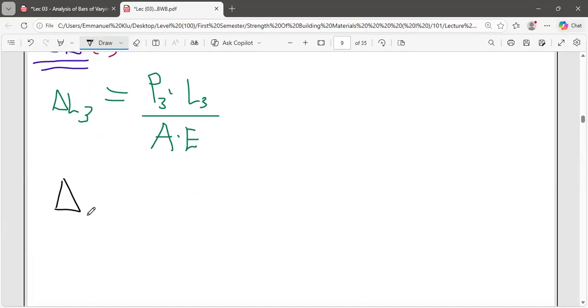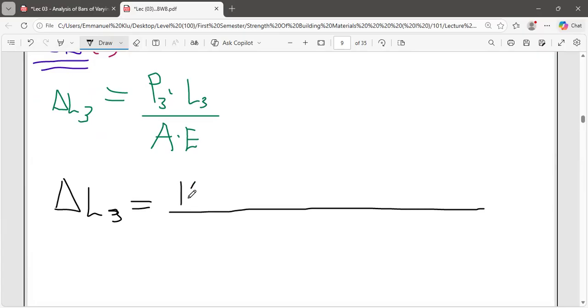Our change in length of material 3 is now going to be what? The load was given to us as 10,000, that is 10 kilonewton, times the length, 1,200.